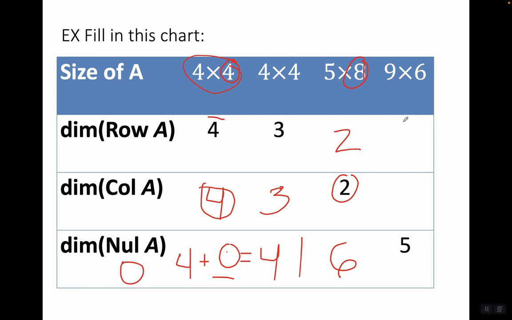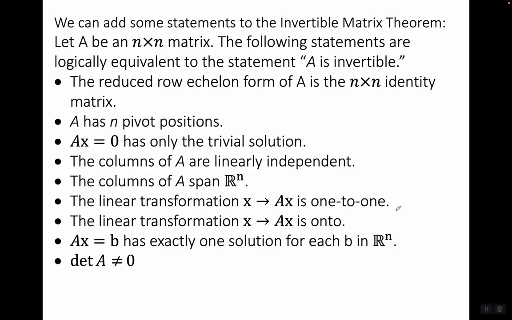If we have a 9 by 6 matrix, oh man, rocking your world, not telling you the dimension of the row space and the dimension of the column space, telling you the dimension of the null space. The dimension of the null space of A is 5. 5 plus what is going to be 6? 5 plus 1 is going to be 6. So those are both 1.